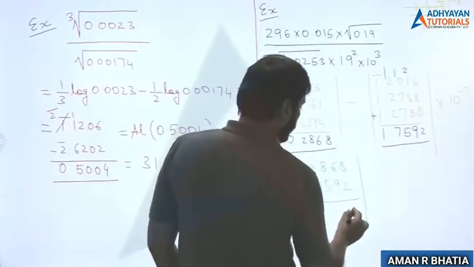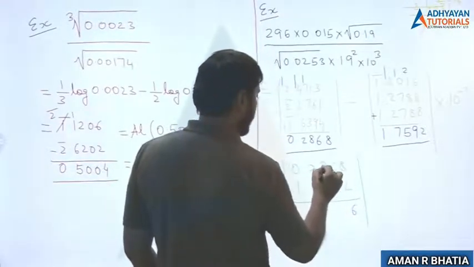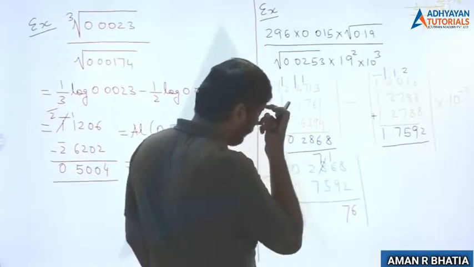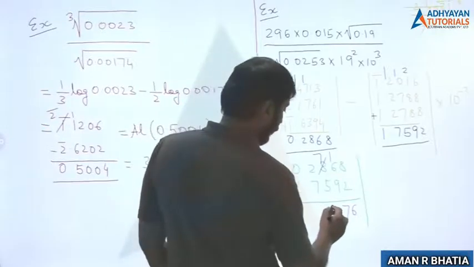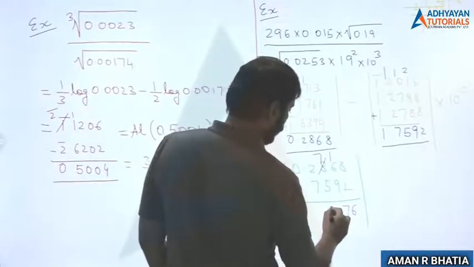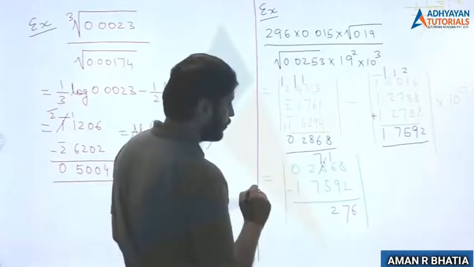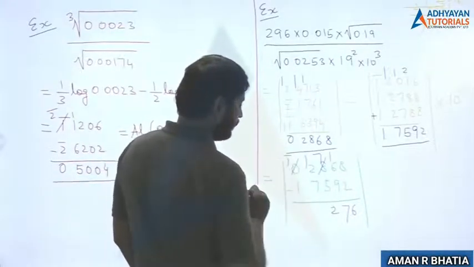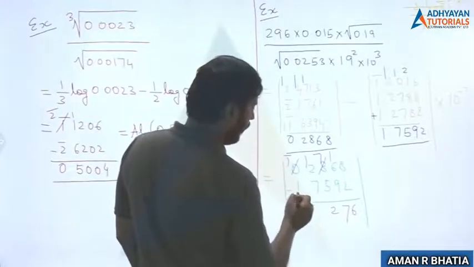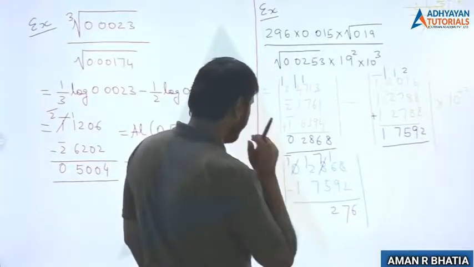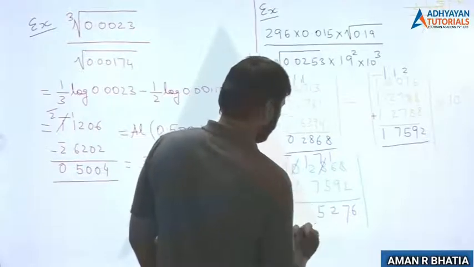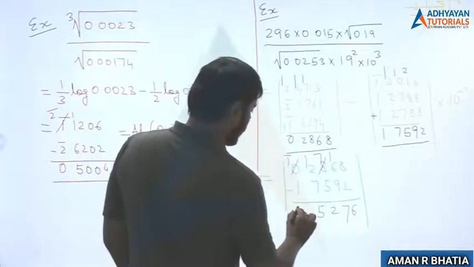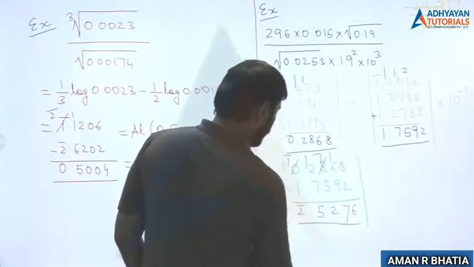8 minus 2, 6. 6 minus 9, I need 1 carry forward, so here it is 7. 7 minus 5, 2. 2 minus 7 is not possible, so again I need 1, so I will go bar 1 here, right? So 12 minus 7, 5. Point, this is minus 1, this is also minus 1, this becomes bar 2, this becomes bar 2.